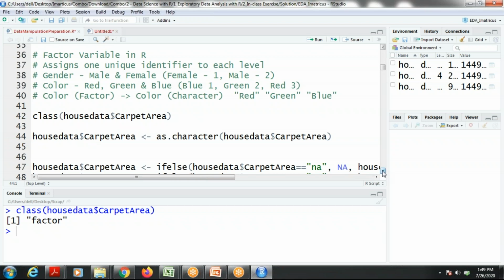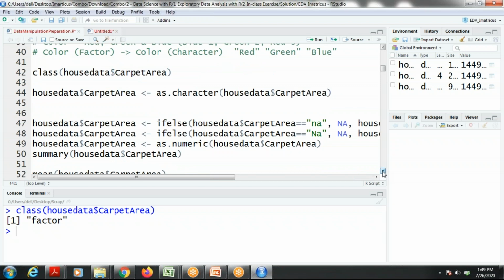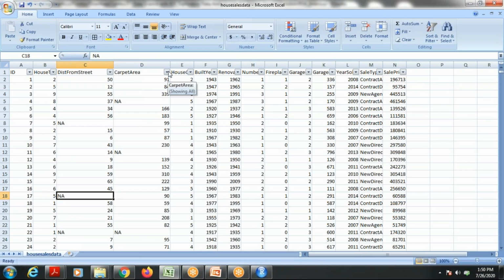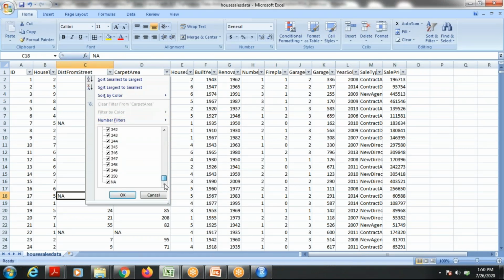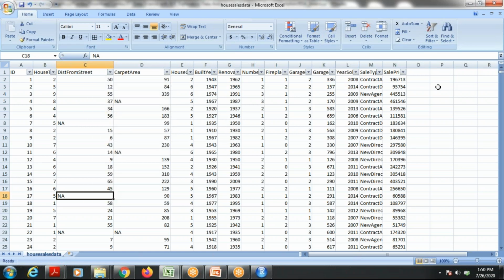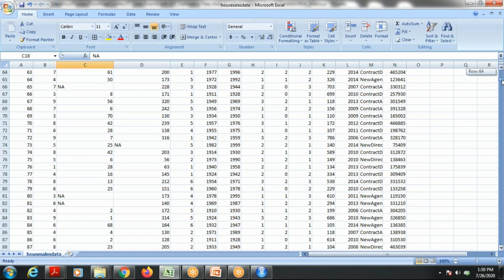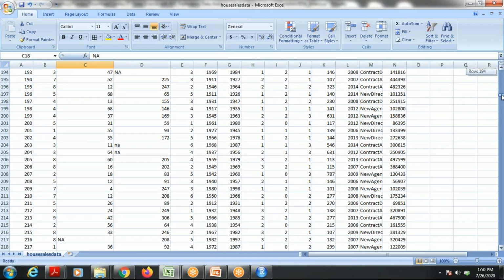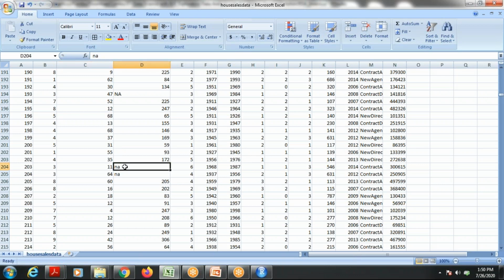Now, what we need to do, first of all, in your data, I wanted to explain to you why it is happening with carpet area. Let me go here, and you see how these NAs are written. Are you getting that sometimes NA is written as small n a and sometimes as upper case N A?